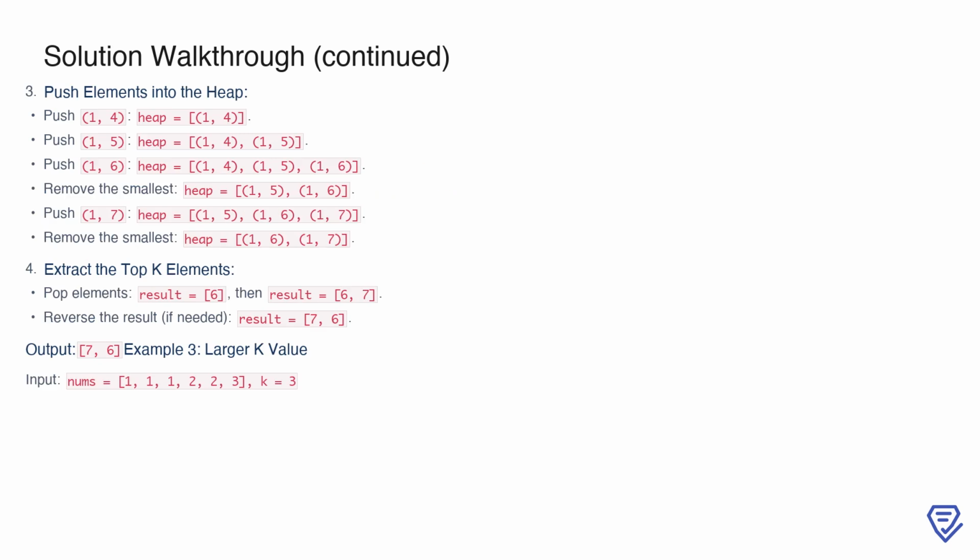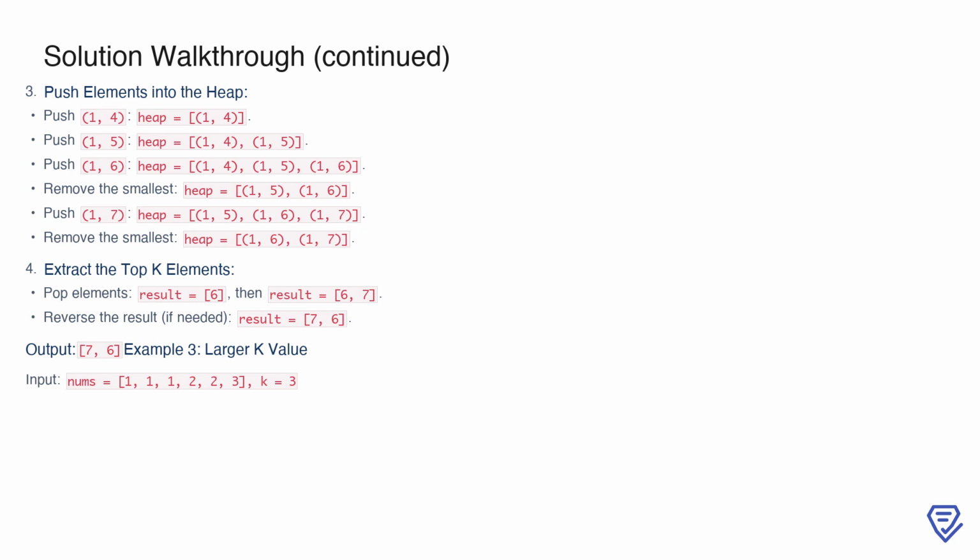With the frequencies calculated, we now push each element into the heap. First, we add (1, 4), resulting in heap equals (1, 4). Then, we push (1, 5), which updates the heap to (1, 4), (1, 5). Next, (1, 6) is pushed, making the heap (1, 4), (1, 5), (1, 6). Since the heap size exceeds k, we remove the smallest element, leaving (1, 5), (1, 6).